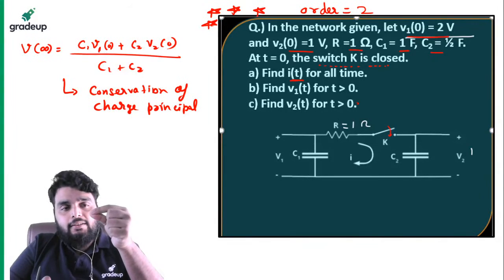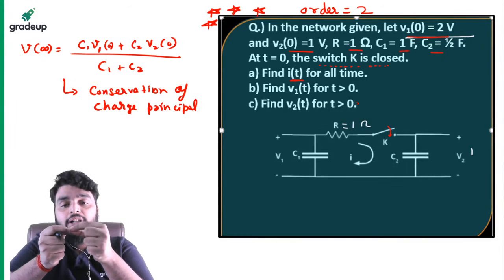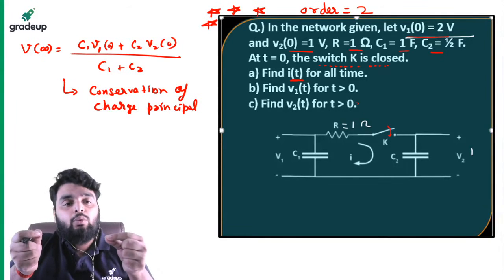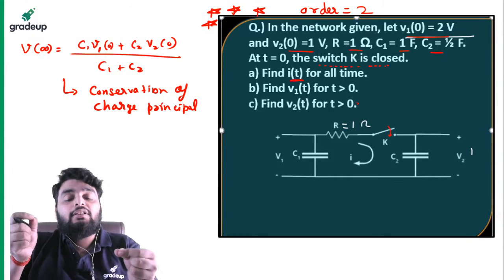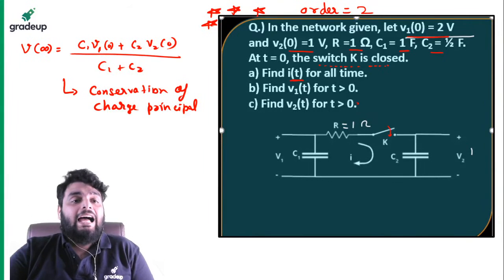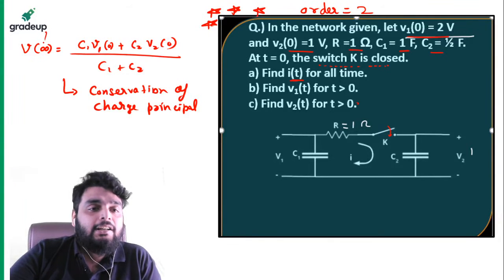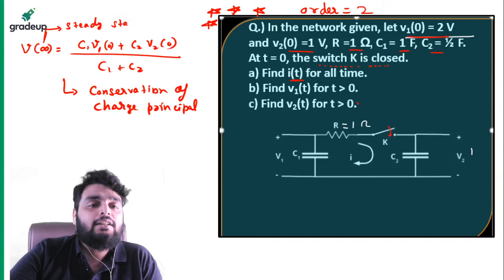So it is discharging, it is charging. Now a voltage will be reached where both of them are equal, and at this voltage the current will stop because there is no potential difference now, and this happens only at steady state. That's why I have written voltage at steady state.